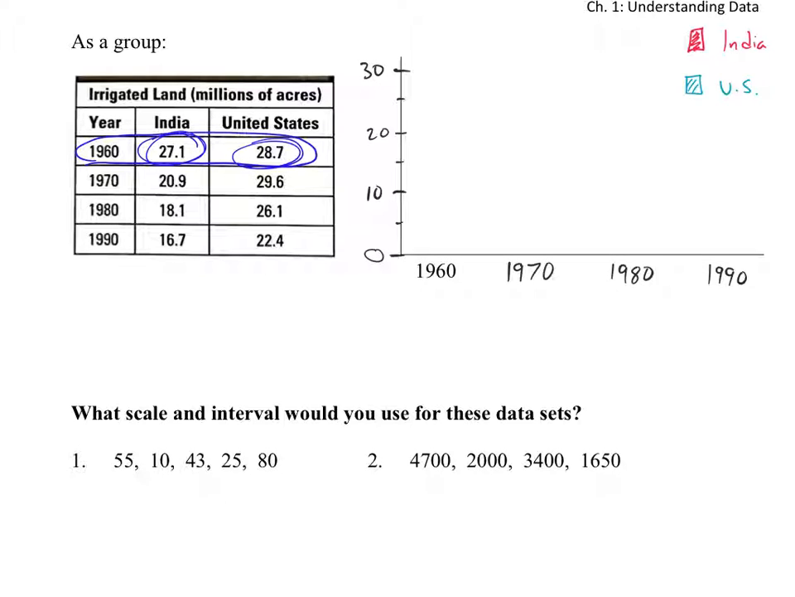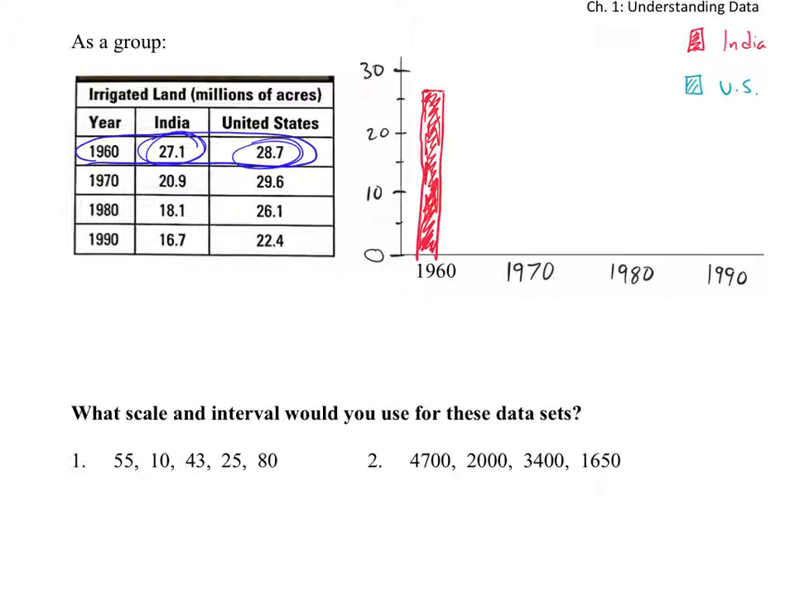Okay, so for 1960, our first column, should we do India first? So India, I need to have mine be in red. I need to go up to 27. So if I have my 25 being right about here, 27, you agree it's going to be a little bit higher, something like this. So right about there is my 27. So I'm going to have this be my bar for India in 1960. Quasi-fill that in.